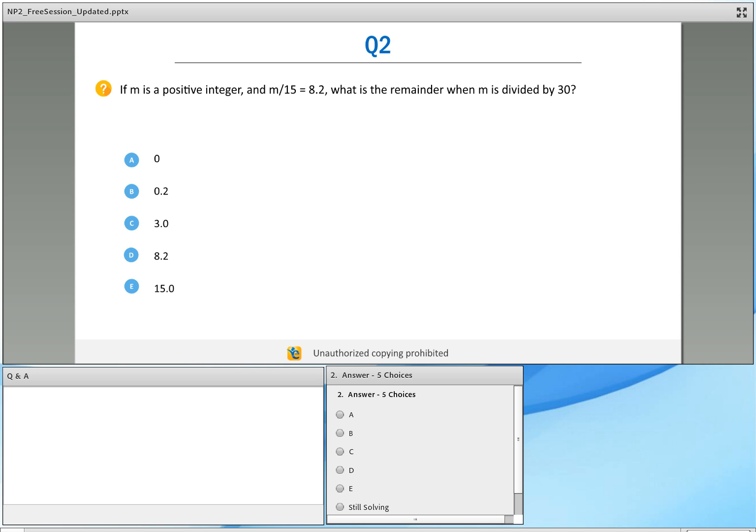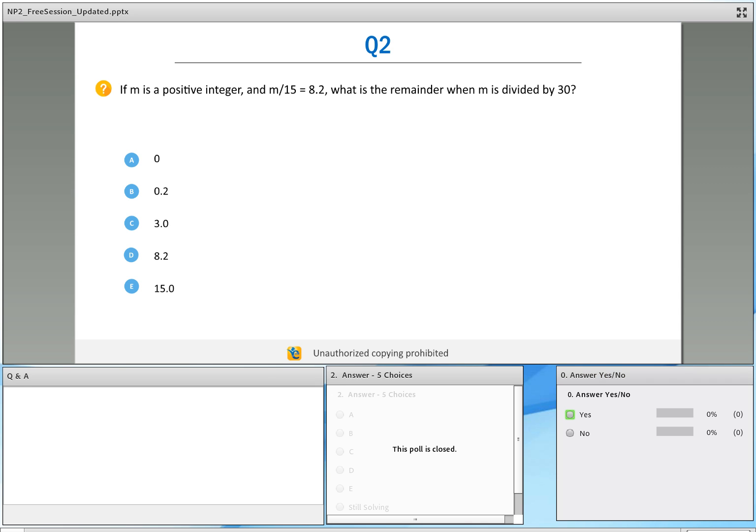All right, last 10 seconds. 5, 4, 3, 2, and 1. Now, before I end the poll, but before I broadcast the results, how many of you did the math to solve this question?